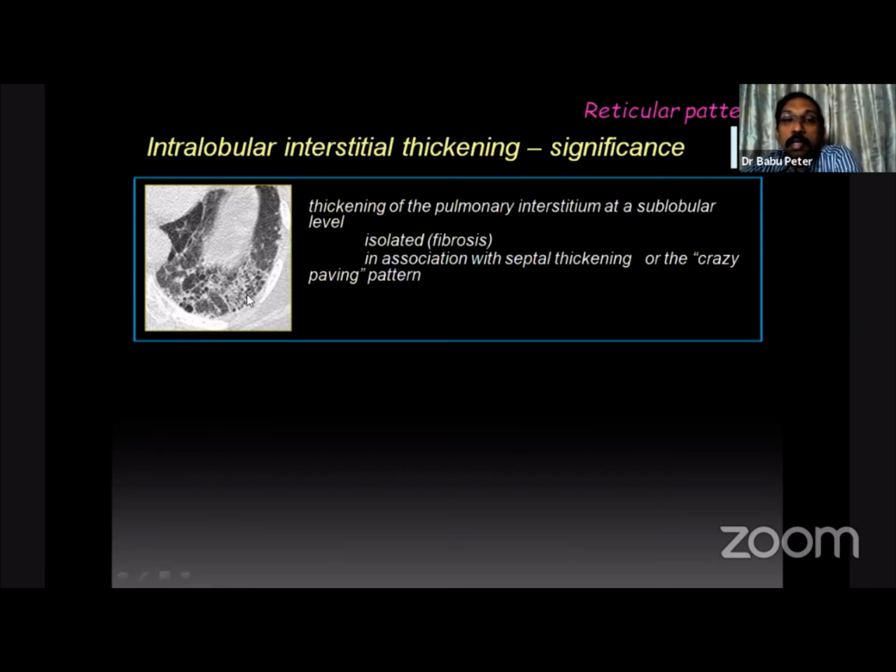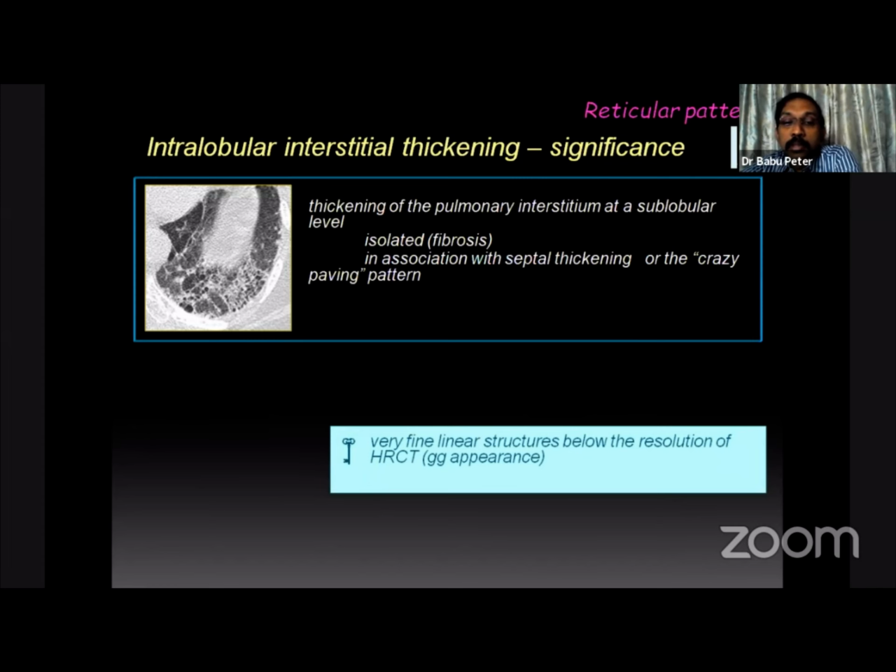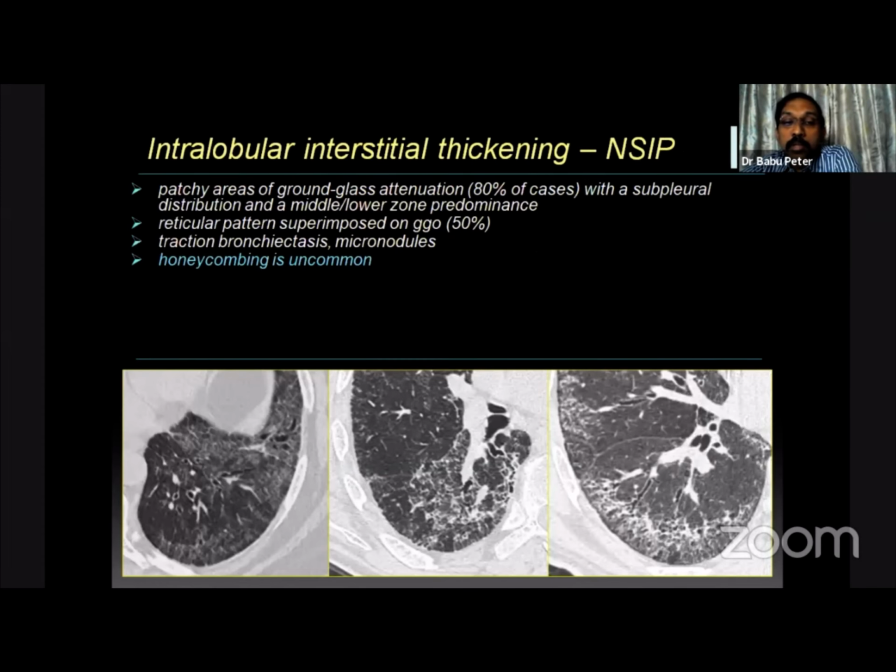Moving on to intralobular interstitial thickening, which is thickening of the interstitium at a sublobular level. It can be either isolated or it could be associated with ground glassing, which is called the crazy paving pattern. So these are fine linear structures which are below the resolution of HRCT.